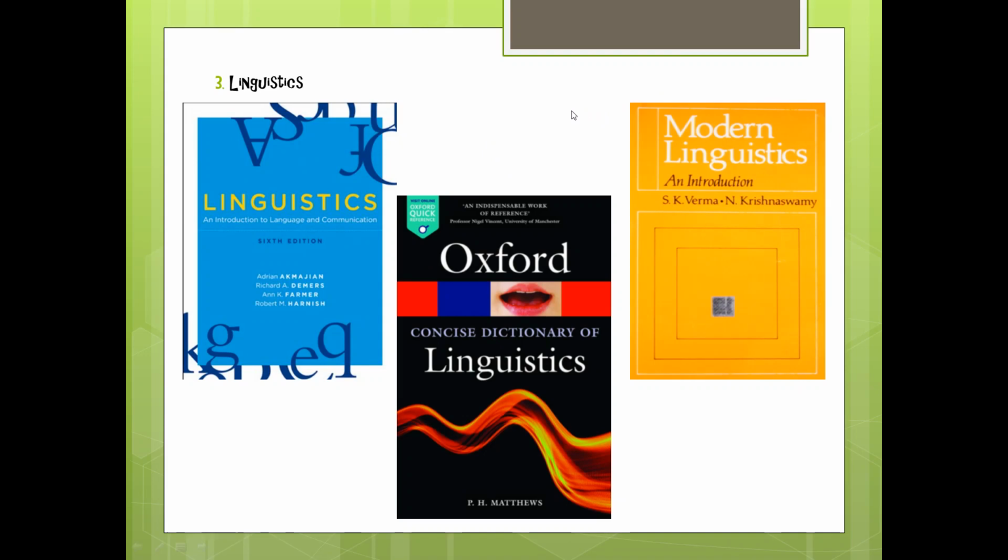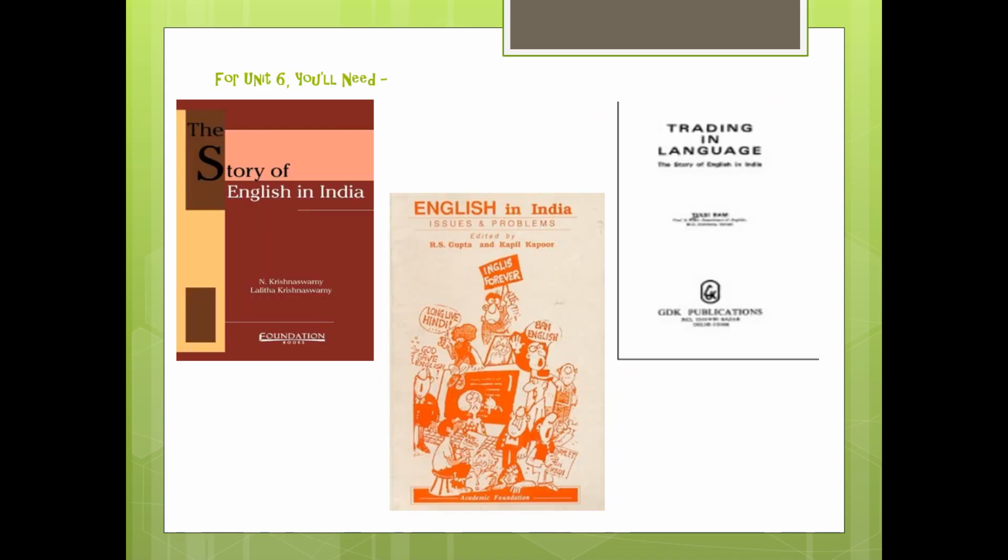So with that, we are done with Unit 5. Next, we go to Unit 6. The materials or the books for this unit are actually quite scarce. The only authentic book that we get for this particular unit is N. Krishnaswamy and Lalita Krishnaswamy's book, The Story of English in India. So this is the only authentic book that we can get.